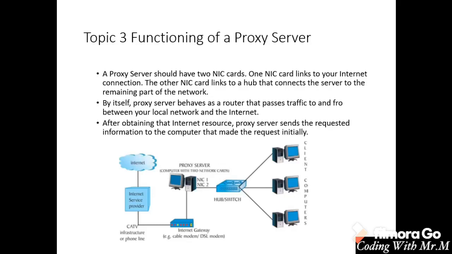Functioning of a proxy server. A proxy server should have two NIC cards. One NIC card links to your internet connection. The other NIC card links to a hub that connects the server to the remaining part of the network. By itself, the proxy server behaves as a router that passes traffic to and from between your local network and the internet. After obtaining the internet resource, the proxy server sends the requested information to the computer that made the request initially.